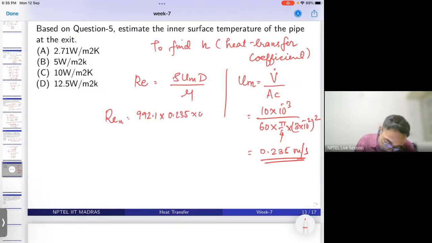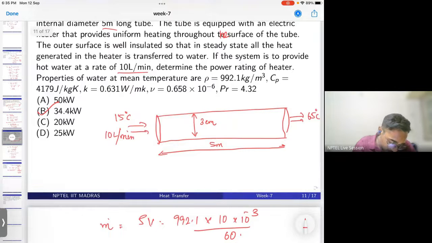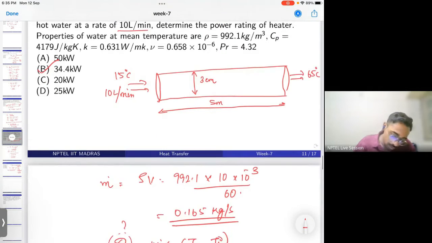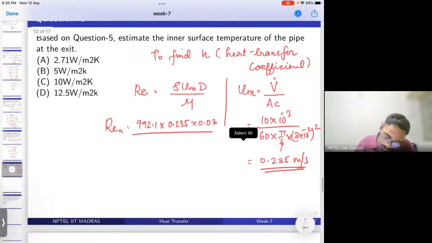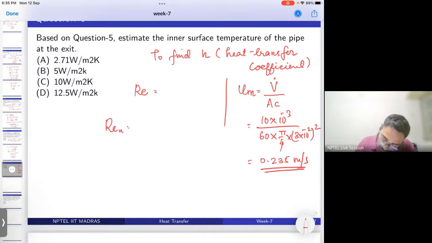992.235 into 0.03 by mu is given how much? Okay, so this mu is already given, so the kinematic viscosity is given, so there is no need for dynamic viscosity. We can write the answer as a by mu, because mu by rho is the dynamic viscosity by rho, the kinematic viscosity. That is directly given in the question.